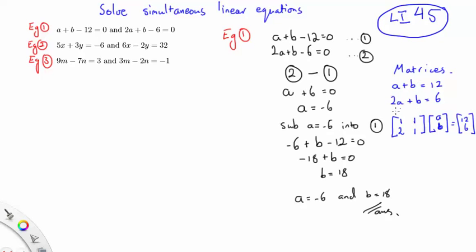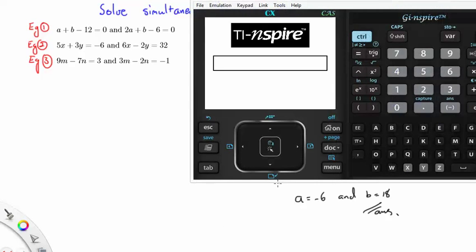So you can see this matrix takes on the coefficients, this matrix takes on the variables, this matrix takes on the answers, which means that the variable matrix is the inverse of this matrix. Remember, to get it over there we use the inverse times 12 and 6. So let's use our CAS to get the answer. Let's use our matrix method here.